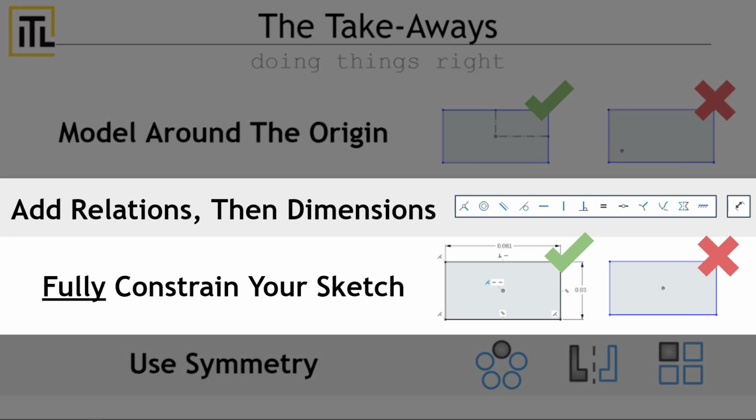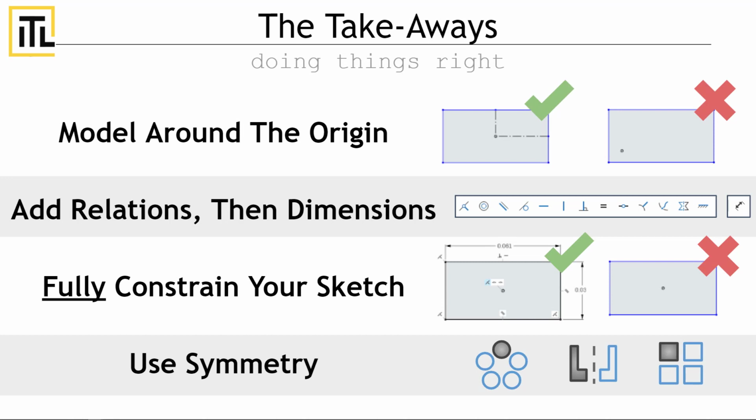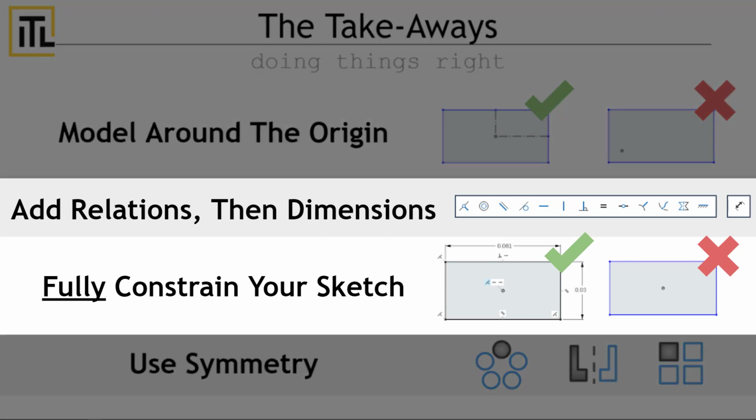Next, adding relations, then dimensions. Use your constraints to fully constrain your sketch. These two things are incredibly important. Remember, fully dimensioning and constraining your sketch is the difference between an amateur's and a professional sketch. And finally, use symmetry whenever possible. Optimizing your design will save you time now, and will save you time later if you decide to change your design.